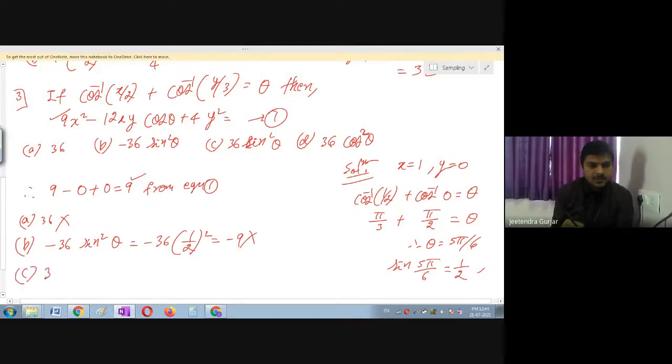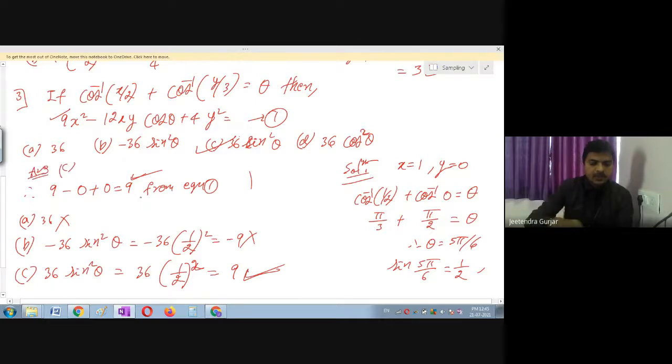So C, it is plus 36 sine square theta is equal to 36 times 1 upon 2 whole square, which is equal to, yes friends, 9. So therefore you can easily compare. We are getting this equation 9 and this as same, so therefore the C option is correct, that is 36. So the answer is C option. Easily you should be able to simplify like this. Definitely you will see many examples in this form itself.